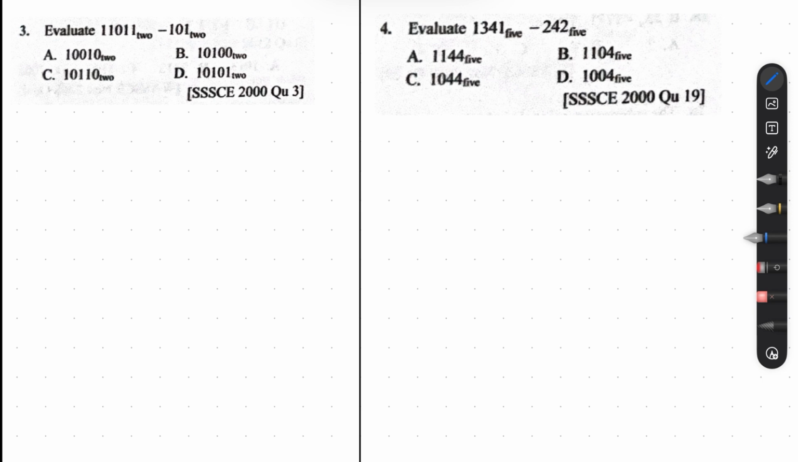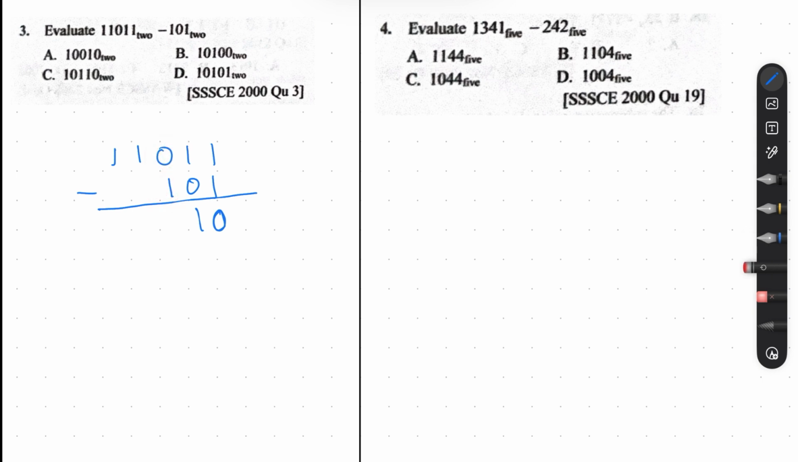So let's go. We have 1 1 0 1 1 base 2. And then we have minus 1 0 1 also in base 2. Okay, so now we're going to subtract, right? So 1 minus 1 is what? 0. So let's put that down. 0. And then 1 minus 0 is what? 1. So 1. And then 0 minus 1 is impossible, right?